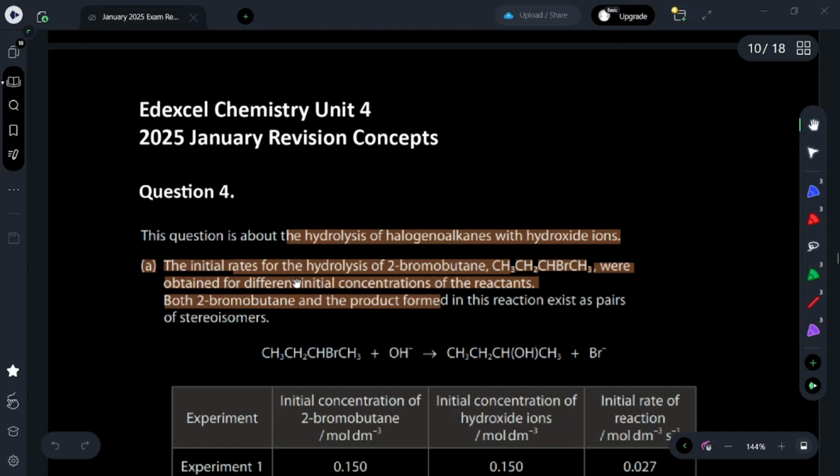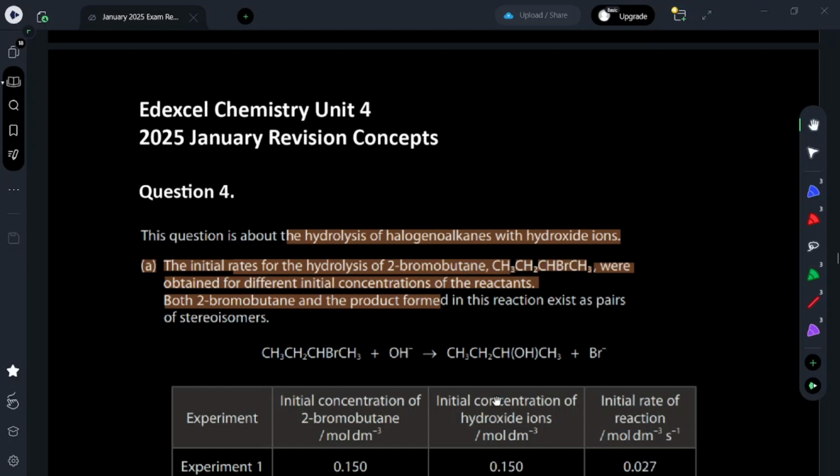The initial rates for the hydrolysis of 2-bromobutane were obtained from different initial concentrations of the reactant. Both 2-bromobutane and the product formed in this reaction exist as pairs of stereoisomers. So we have 2-bromobutane reacting with hydroxide ion. This could be coming from sodium hydroxide or potassium hydroxide. In the hydrolysis of halogenoalkanes, we get an alcohol and bromide ions; it has been substituted, nucleophilic substitution.